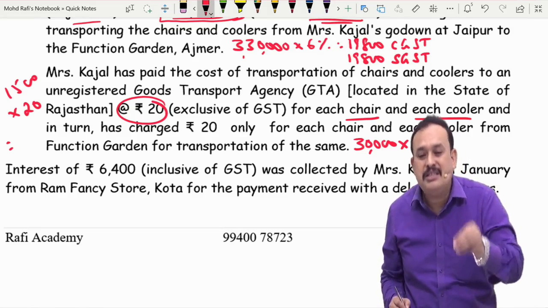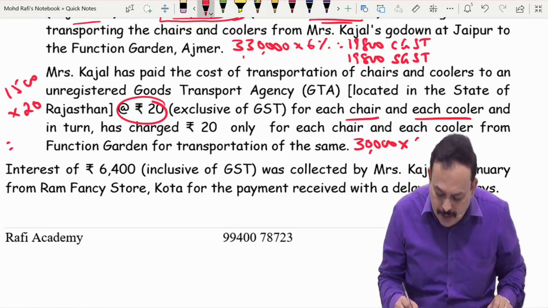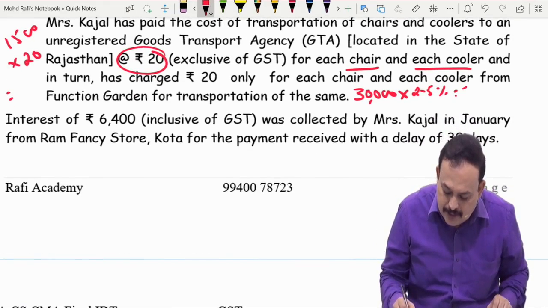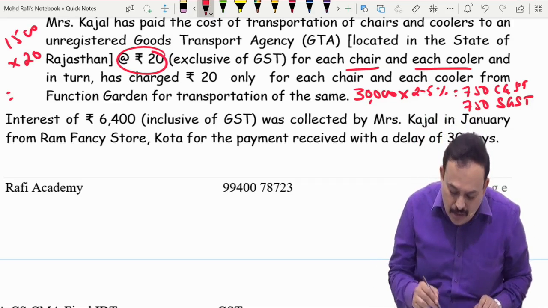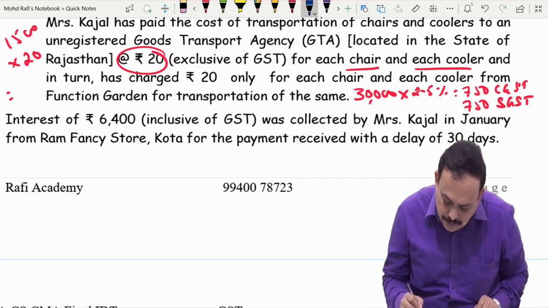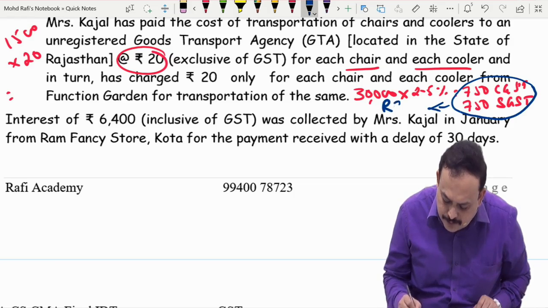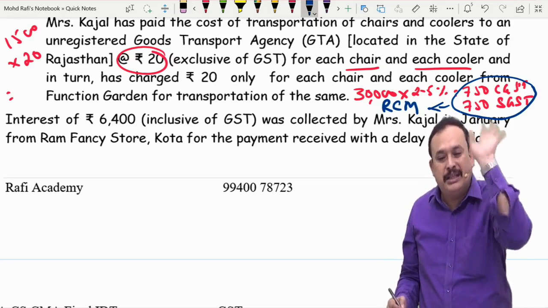GST applies. Means CGST 2.5%, SGST 2.5% under RCM. Therefore, 2.5%, how much comes here? 750 CGST and 750 SGST. Got the clarity with this? Any difficulty? It is RCM. These two should be paid under RCM. While paying this, you should not avail any input tax credit, in fact.